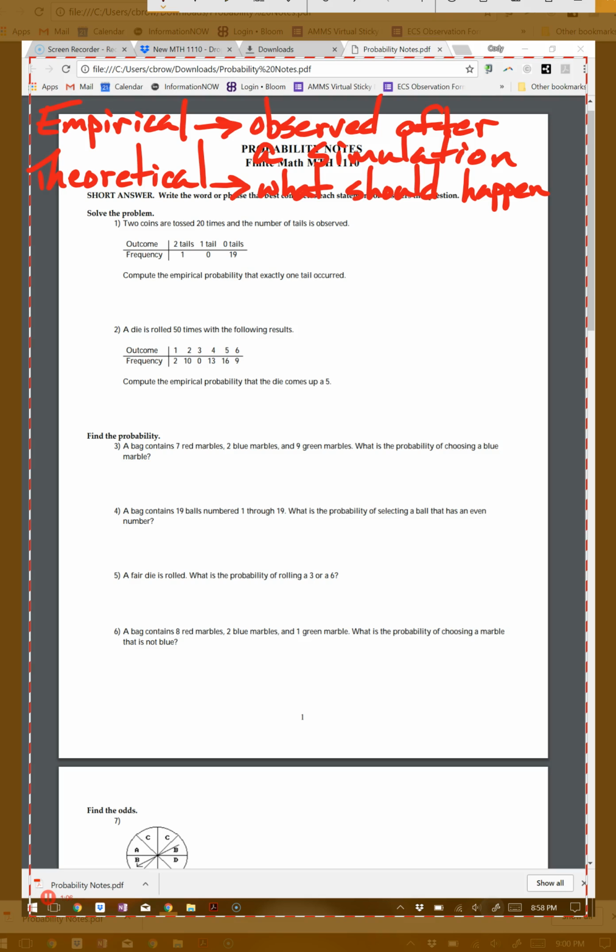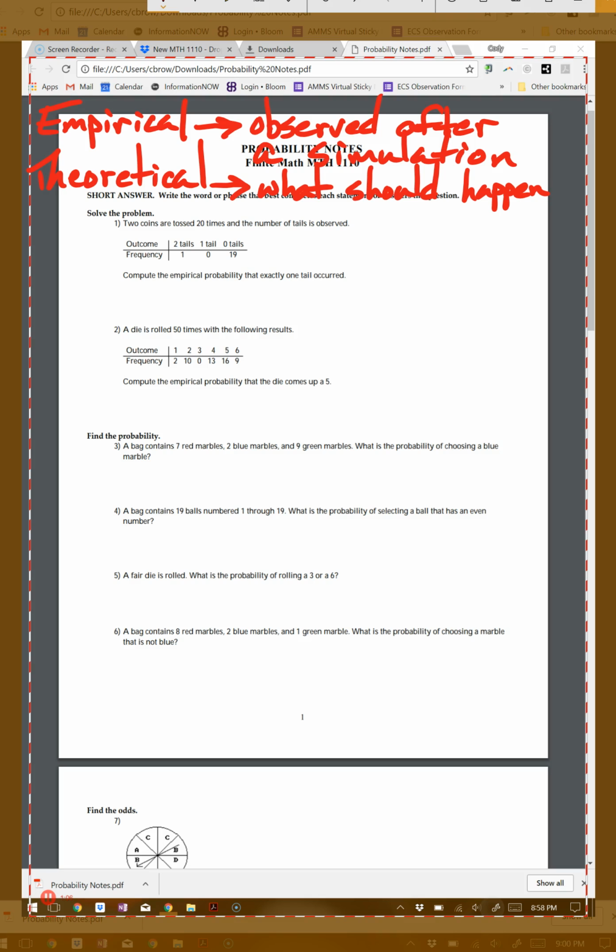The first two problems you have here have us just list out some empirical probabilities. The first problem says two coins are tossed 20 times and the number of tails is observed. So this is just a frequency table, and it tells you two tails was landed on 1 time, one tail 0 times, 0 tails actually 19 times. The theoretical probability does not say this is what happens. But nevertheless, compute the empirical probability that exactly one tail occurred.